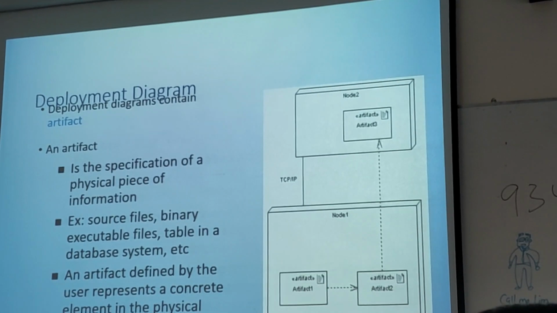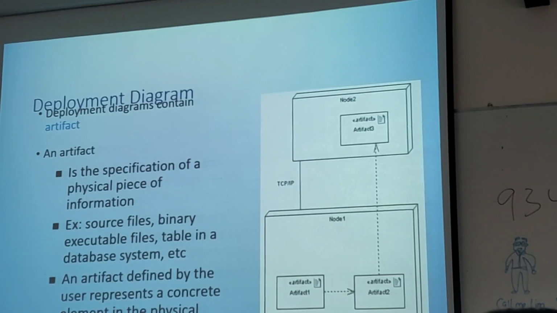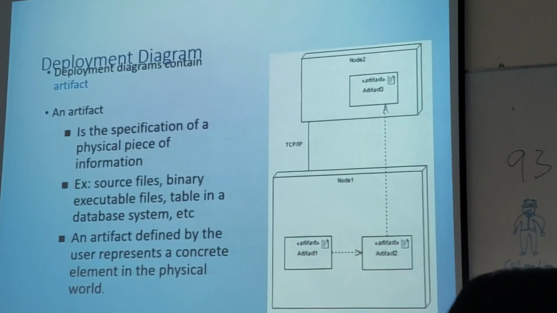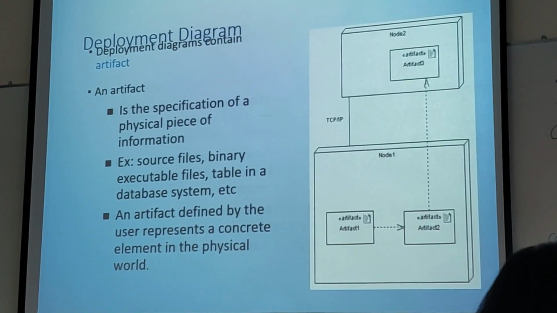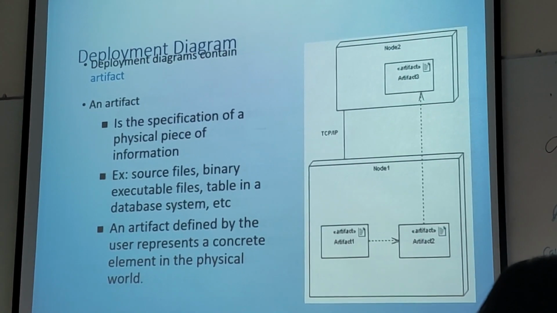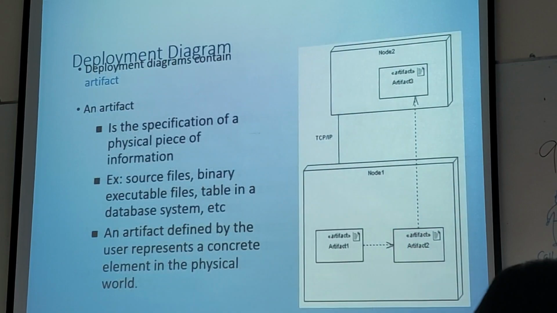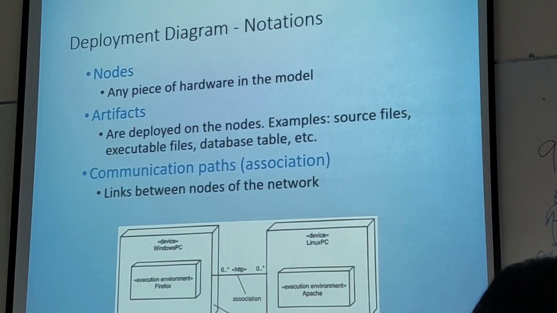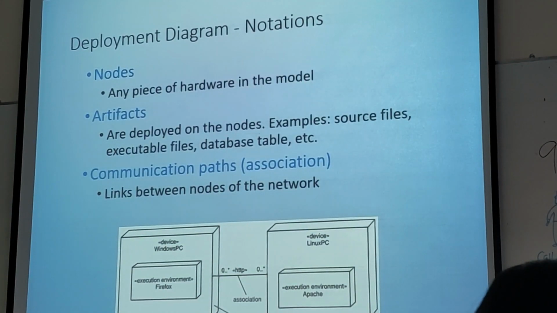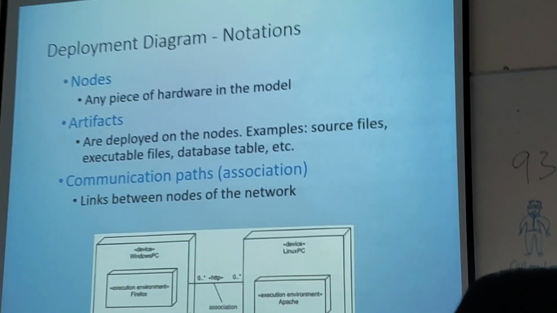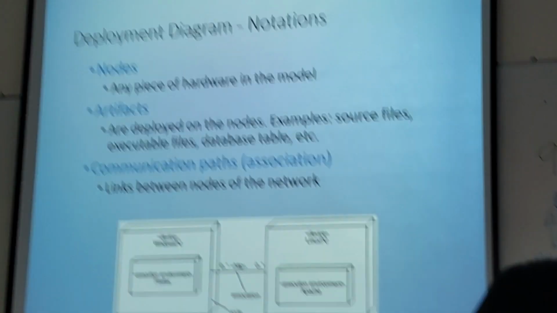Artifact actually is a specification of a physical information. Let's say for example an XML file, okay, or maybe a text file that describes a certain component, or maybe a JSON file, this also can be called the artifact. So you can see another example. Okay, communication path is represented by a line. Okay. So you can see that.